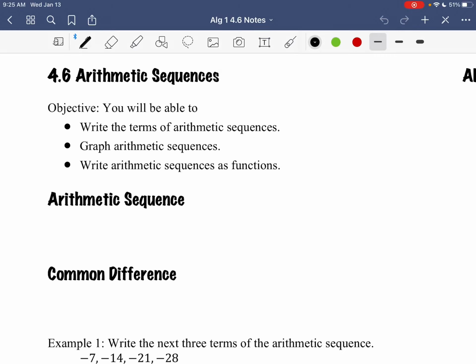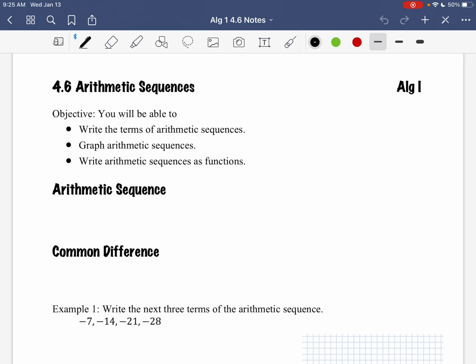All right, section 4.6, arithmetic sequences. So our objective for this lesson is to be able to write terms of arithmetic sequences, graph them, and be able to write them as functions, meaning come up with the equation for them. So first we need to talk about what a sequence is.